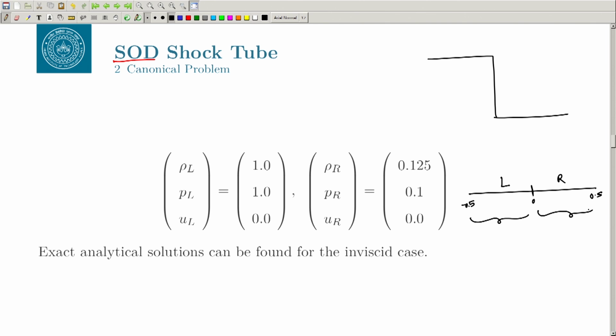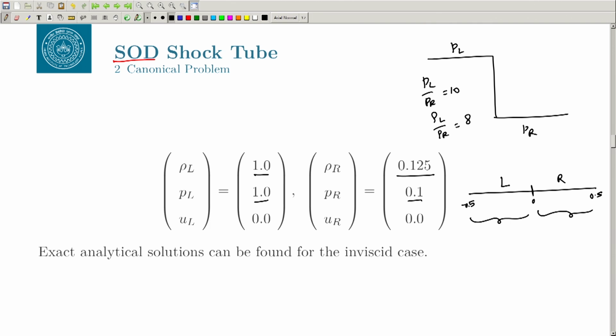The left condition, let us say this is PL and this is PR. So, PL by PR is basically 10. If you put 1 on the left hand side, the right hand side will be 0.1. You can also do it in a dimensional way, but the main thing to see here is the ratio between the left and right sides. Similarly, you have a density jump also, rho L by rho R is equal to 8. So we can use non-dimensional numbers: rho L is 1, rho R is 0.125, PL is 1 and PR is 0.1. All that matters in this particular case is the ratio between these two numbers.